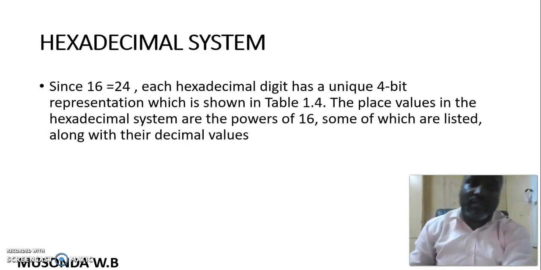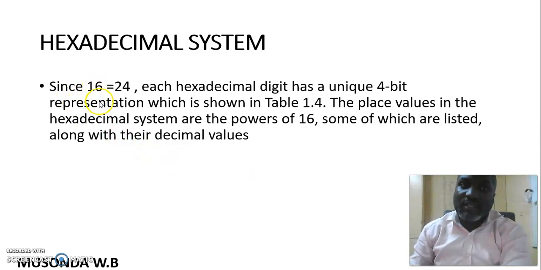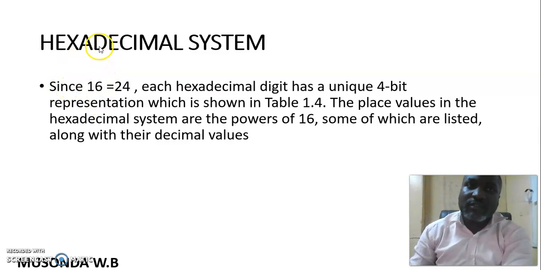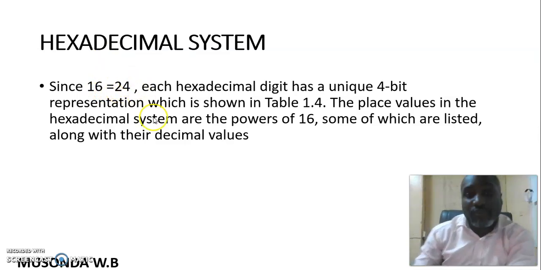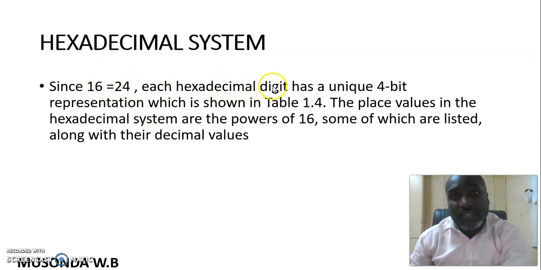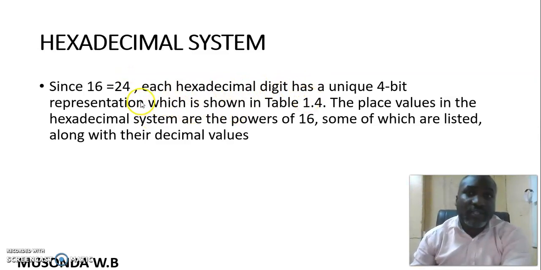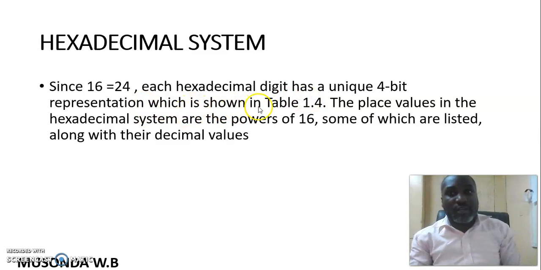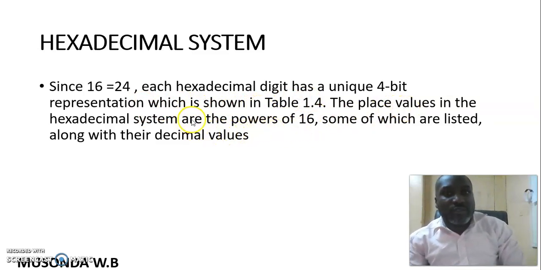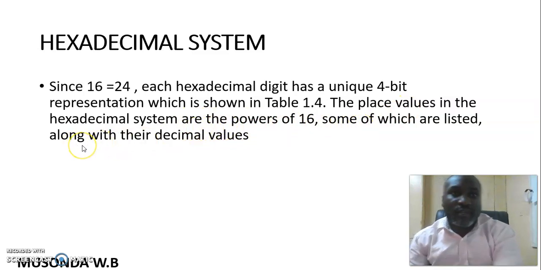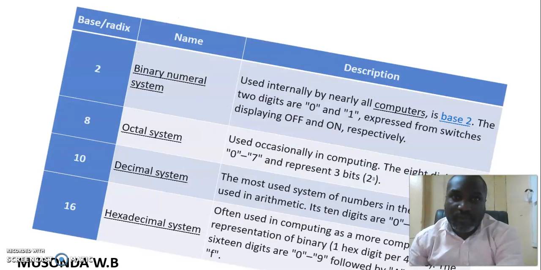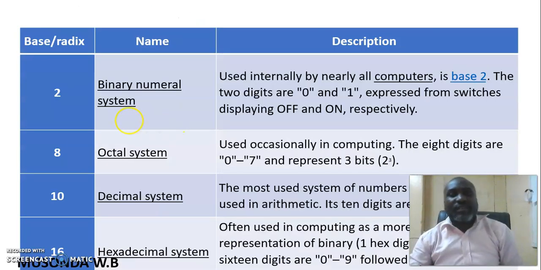Then the last of the number systems that we're going to look at is the hexadecimal number system. Now, hexa has to do with 6, and when we add 10 to it, it brings 16. So we're saying 16 is equal to 2 raised to the power 4, which means each hexadecimal digit has a unique 4-bit representation. And the place values in the hexadecimal system are powers of 16, some of which are listed along with their decimal values.